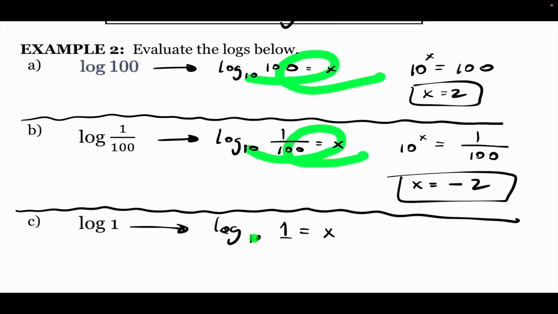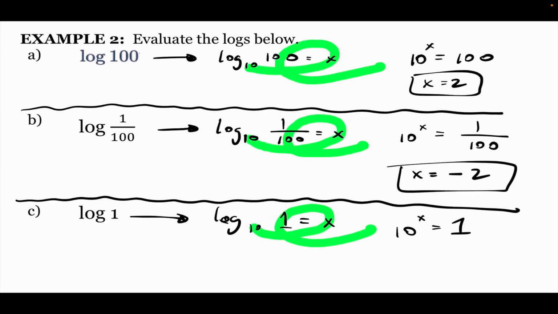Okay. Loop trick, one more time. 10 to what power equals positive 1? What power will always give us positive 1 as an answer? 0. Anything to the 0 power always makes a 1.